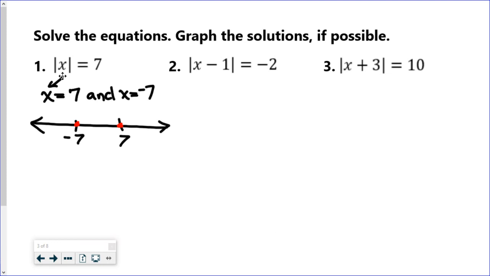Number two, I get x minus 1 equals negative 2, and I go, wait. It equals a negative 2. Can't happen. That's a no solution.